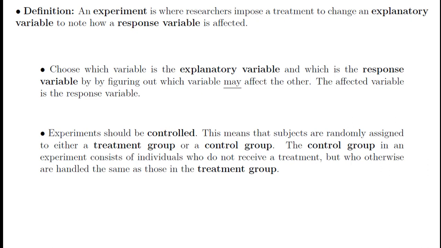So when we want to determine which variable should be explanatory and which one should be response, what we're looking for is which variable may affect the other. We're not saying that it does at this point, we're just saying which one may have an effect on the other. So if you were measuring the height and the weight of a number of people for a study you're doing, then you would definitely want to make the explanatory variable the height and the response variable the weight.